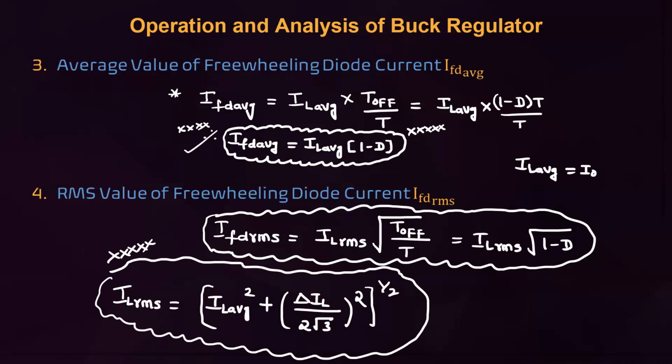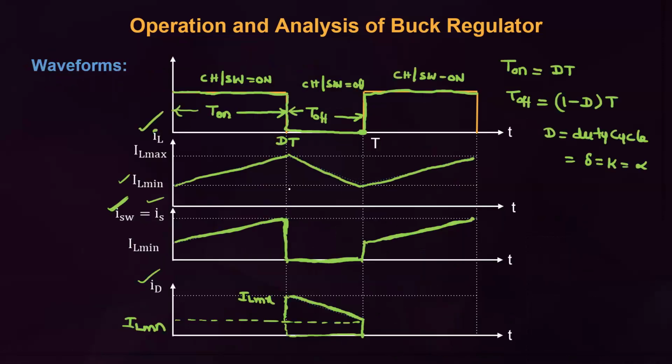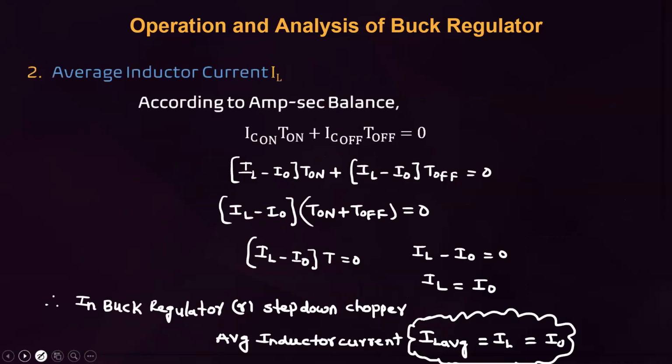IL average square plus delta IL. Delta IL is the peak to peak inductor ripple current, sir. What do you mean by peak to peak inductor ripple current? Listen, sir. The current is changing between minima and maxima. This is called delta IL. What is delta IL here? IL max minus IL minimum. Later on I will give the expressions in detail also. This is the peak to peak inductor ripple current, IL max minus IL minimum. Next.